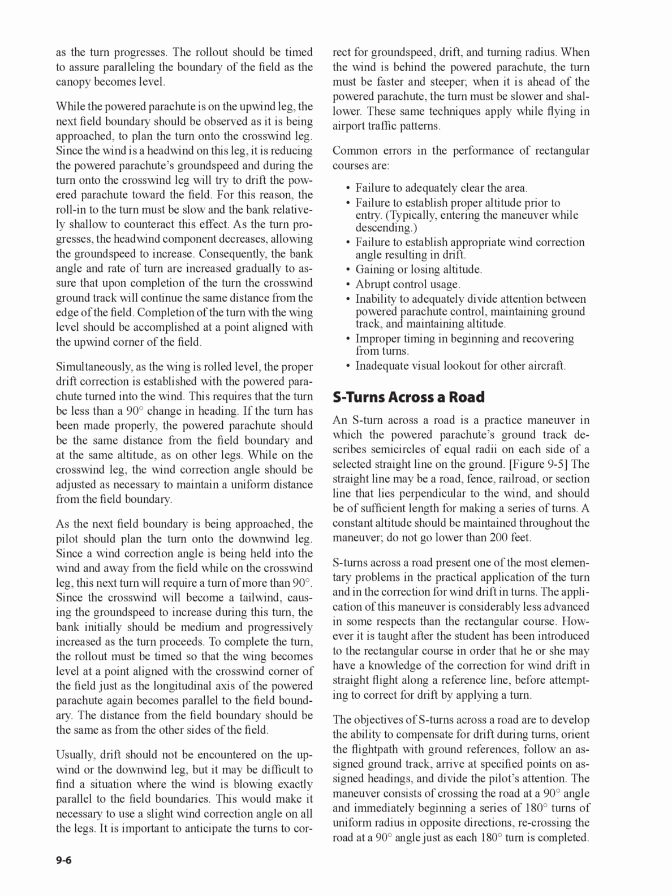The objectives of S-turns across a road are to develop the ability to compensate for drift during turns, orient the flight path with ground references, follow an assigned ground track, arrive at specified points on assigned headings, and divide the pilot's attention. The maneuver consists of crossing the road at a 90 degrees angle and immediately beginning a series of 180 degrees turns of uniform radius in opposite directions, recrossing the road at a 90 degrees angle just as each 180 degrees turn is completed.